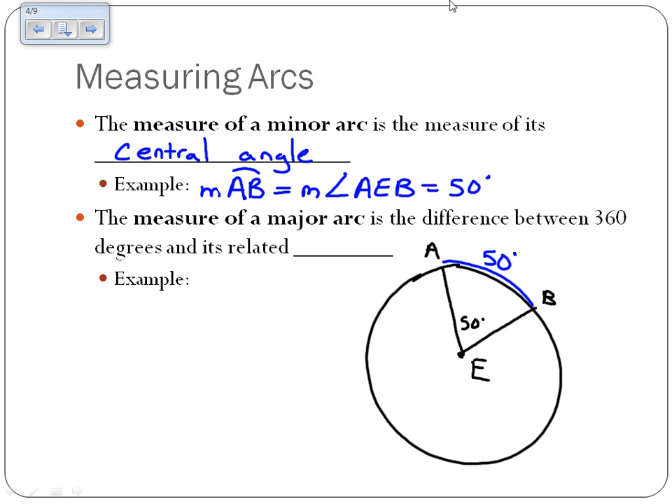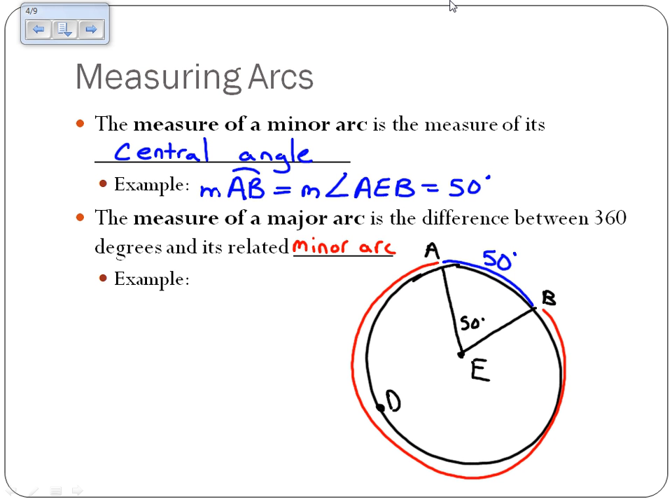The measure of the major arc, major is bigger or smaller? Measure of the major arc is the difference, which means add or subtract? The difference between 360 degrees, which is the whole thing, minus its related minor arc. What that means is if we're looking at the major arc, this guy, I need to add a letter over here so I can name it adequately. So we'll call this B.